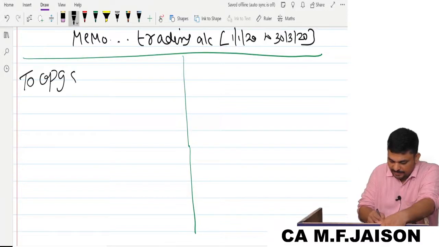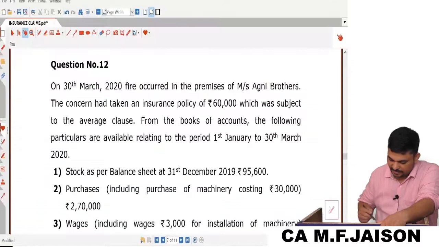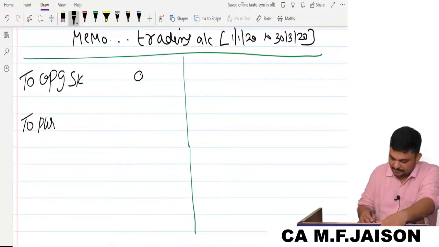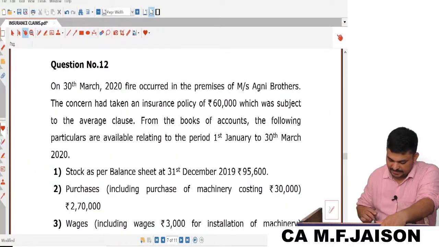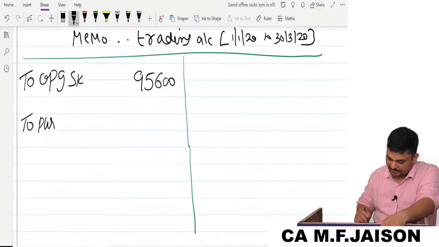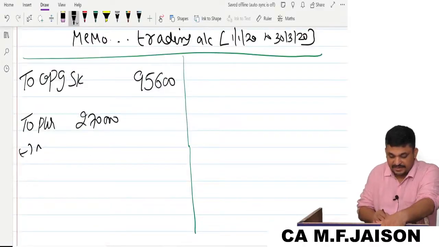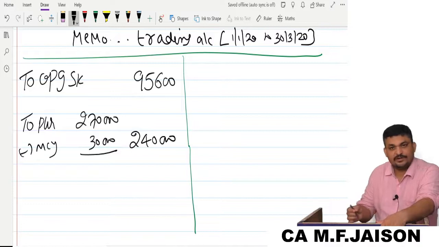We have opening stock 95,600. Purchases 2,70,000, minus machinery purchased 30,000, gives 2,40,000. Actually, I have explained this.